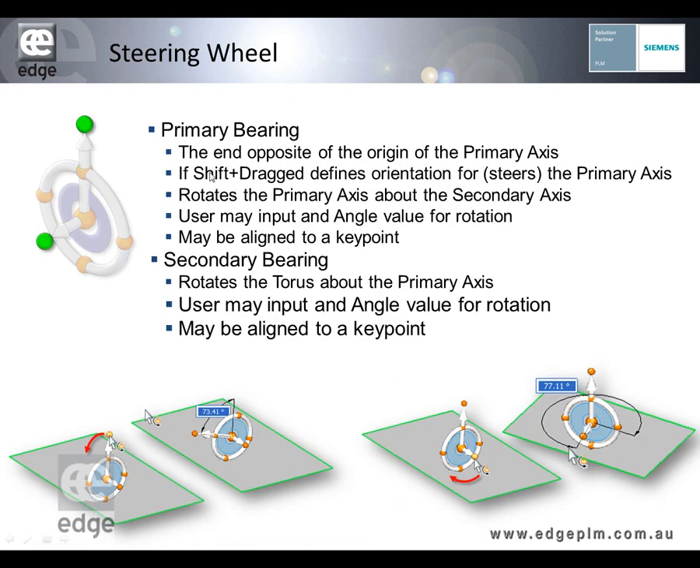Now, our primary bearing, it's this knob here. It's the opposite end of the origin of the primary axis. If it's shift and dragged, it defines the orientation. It steers the primary axis.